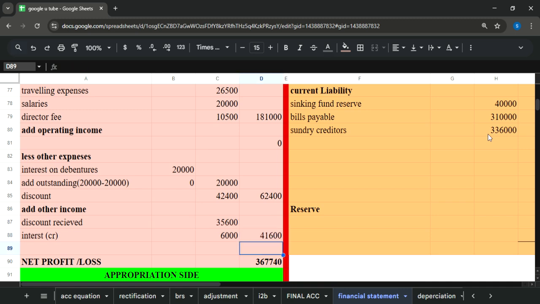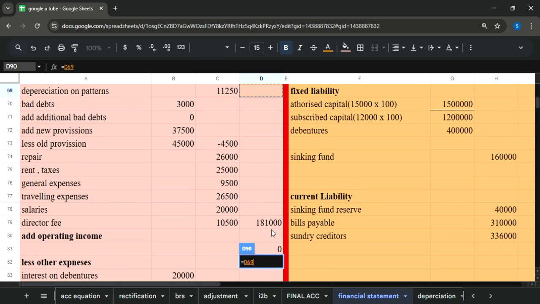So guys, you have seen that all four parts are completed. Look, operating expenses, operating income, other expense, other income. It means we can now calculate net profit.